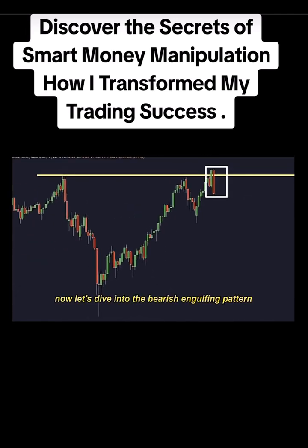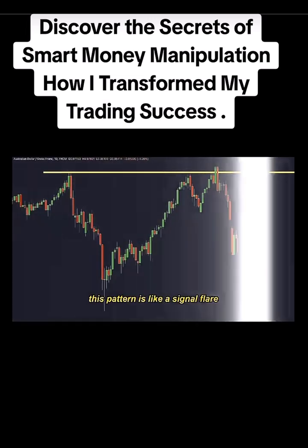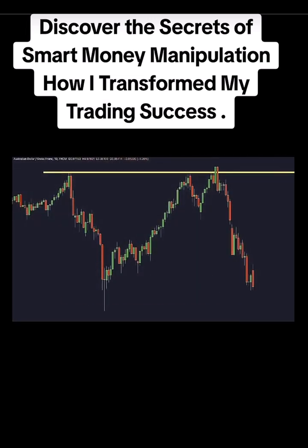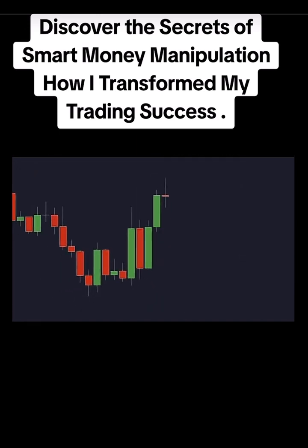Now, let's dive into the bearish engulfing pattern. This two-candle formation happens when a smaller bullish candle is immediately followed by a larger bearish candle that completely engulfs it. Imagine the price is steadily climbing towards a resistance level with a few smaller green candles. Then, all of a sudden, a big red candle appears, swallowing the green one before it. This pattern is like a signal flare, telling us that the sellers have taken control and the price is likely to reverse. It's a powerful reversal signal, especially at a key resistance level.